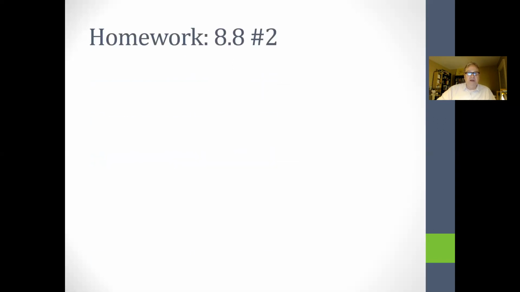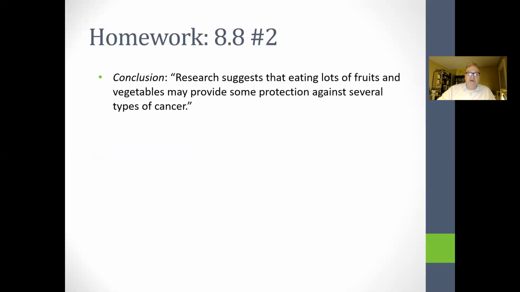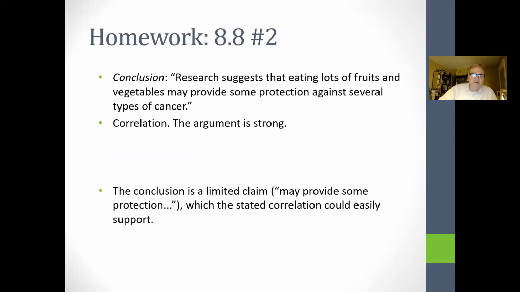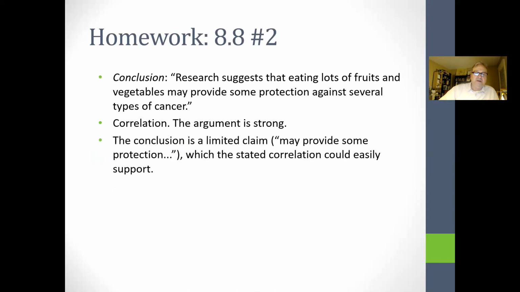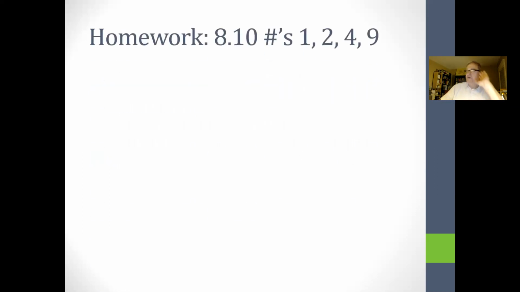So let's see what we got. Okay, so we're supposed to figure out the conclusion, and that's that research suggests eating lots of fruits and vegetables may provide protection against cancer. Correlation, and the argument is strong because there's this association. Okay, and it's a limited claim, and the stated correlation could easily support it. So that's the kind of stuff we're looking for in that one.